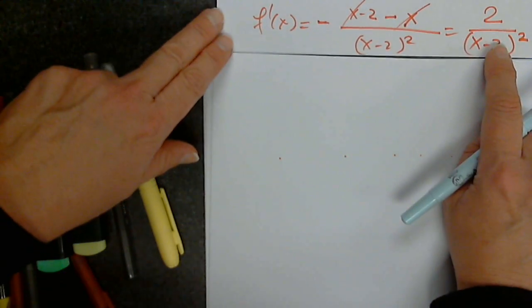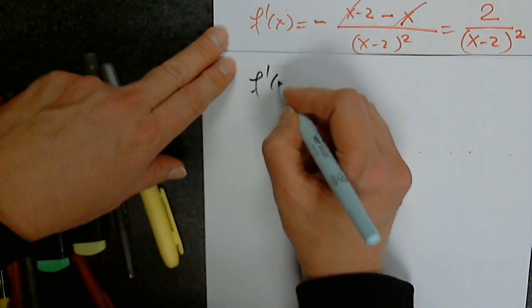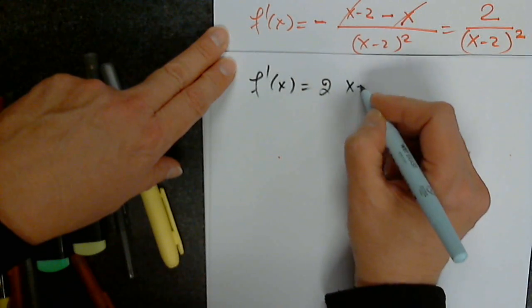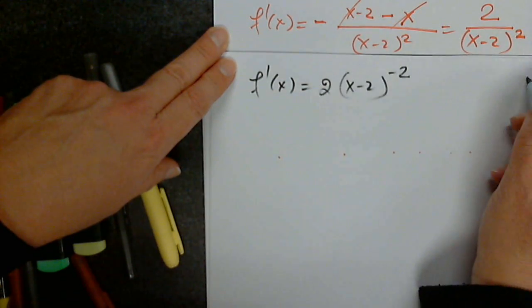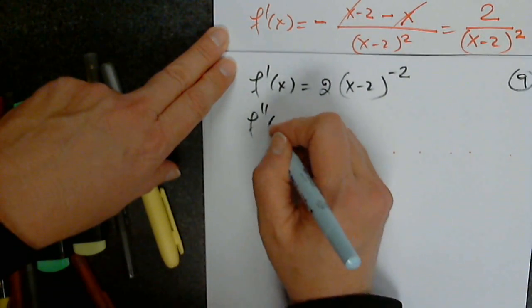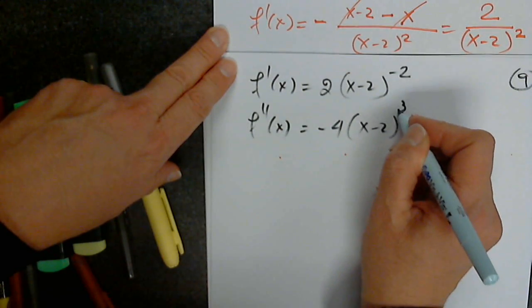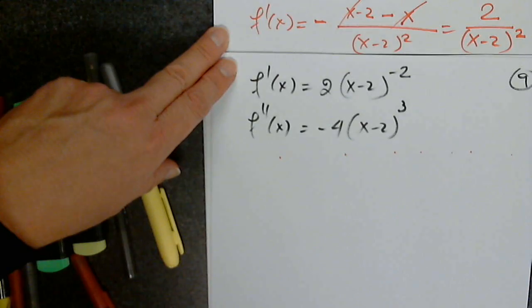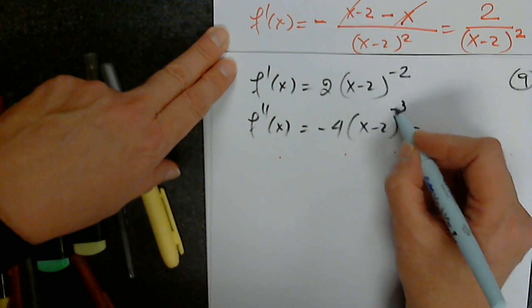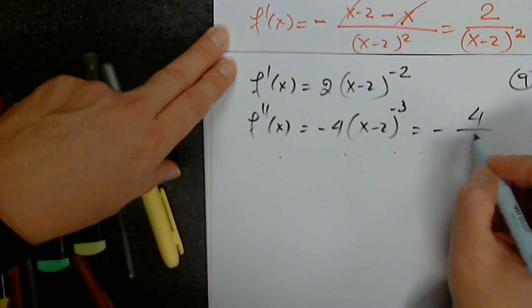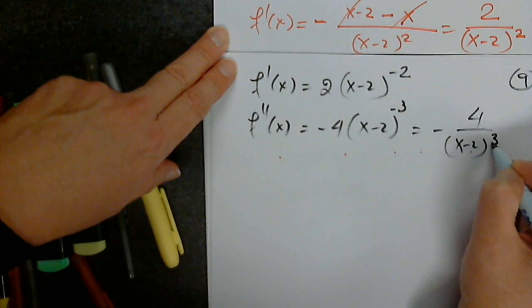So here is the function. I will change it into 2 times x minus 2 to the -2. And when I differentiate, I get -4 times x minus 2 to the third times the inner function prime, which is 1. So this negative, I'm sorry, -4 divided by x minus 2 to the third.